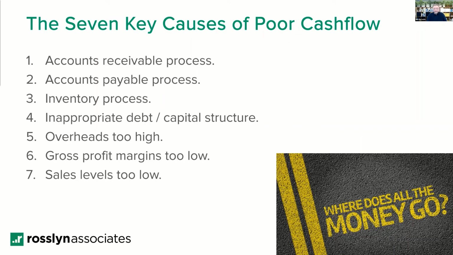Gross profit margins too low. That's one of my favorite ones, as some people know. You're not pricing right, you're paying too much for your stock, etc. But we can come back to that. And the obvious one, sales levels too low. You're not selling enough to cover your overheads. Okay, so let's go on to the first one of those.